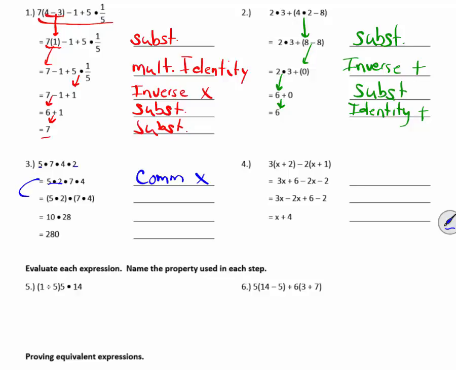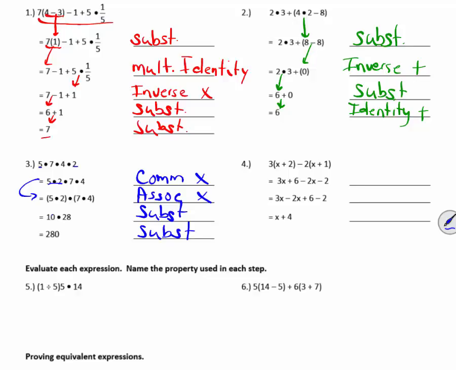Then, to get from this step down to this step, I put in some parentheses, some grouping symbols. When you put in those grouping symbols, it's the associative property. And make sure if you're writing associative, you include the OC. Then we did 5 times 2 to get 10, 7 times 4 to get 28. That was just substitution. There's nothing else special about those. And then 10 times 28 is 280, also substitution.